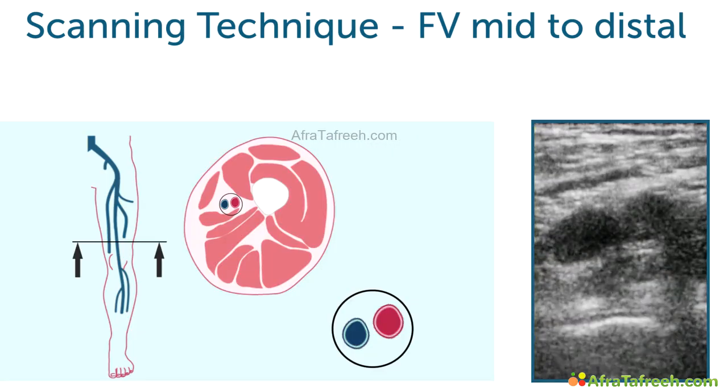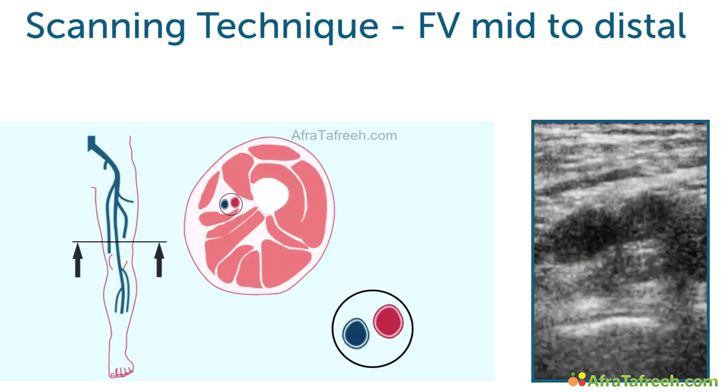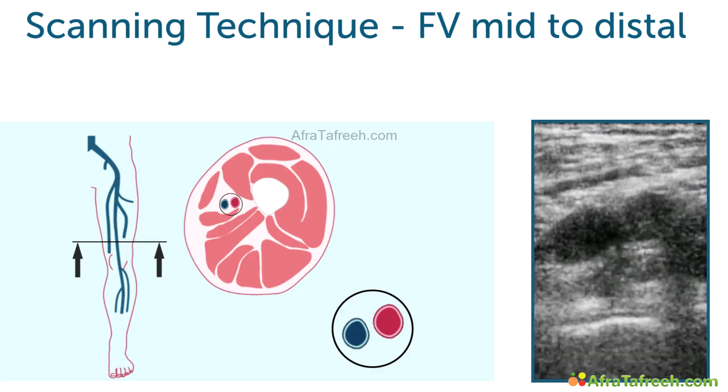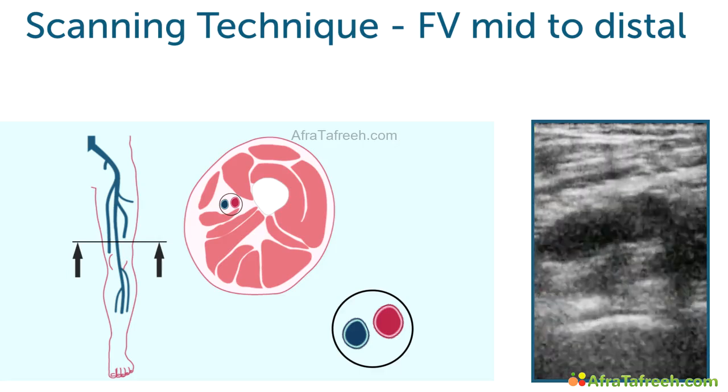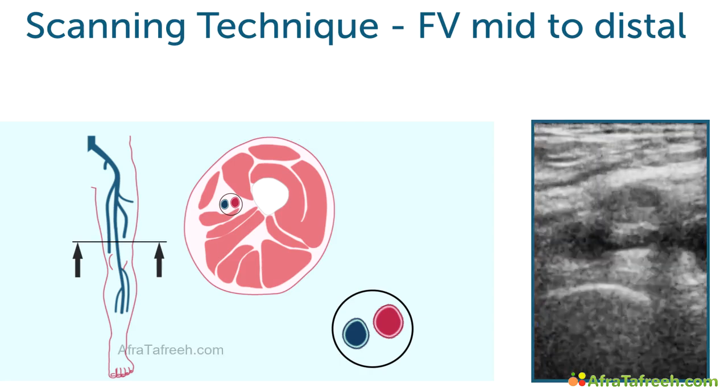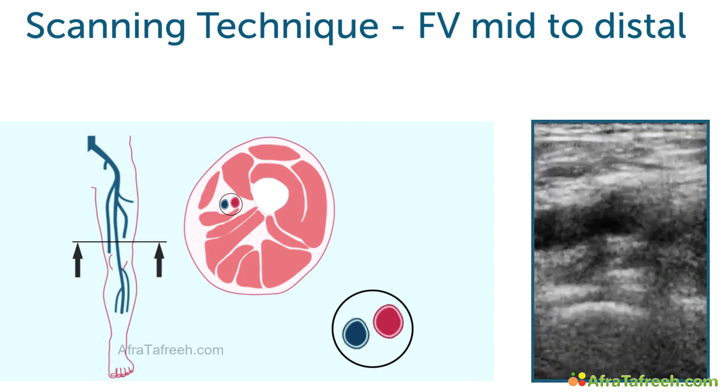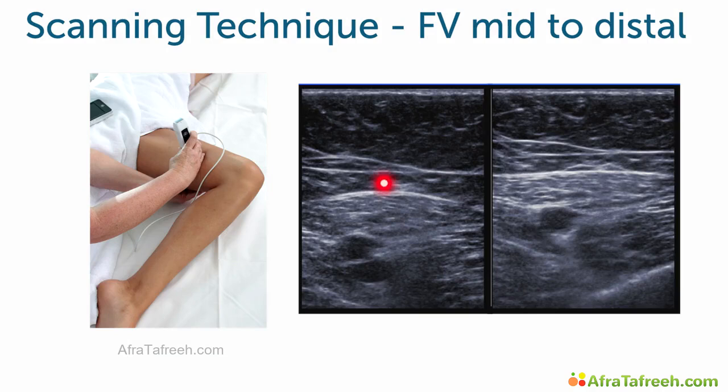Continue compressions to the distal thigh until you can no longer clearly visualize the vein. My personal suggestion is that it's about a hand span from the level of the superior border of the patella. On these images, we can show the artery and vein on the left, and in the image on the right, we've compressed the vein now and only the artery is visible. We can definitely say there's no thrombus visible in that vein at that point.